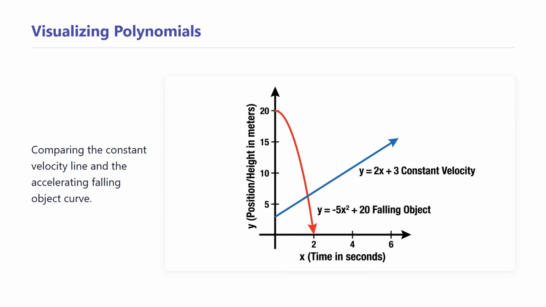Now look at the red curve. It starts high at 20 and bends downwards, getting steeper until it hits 0 at 2 seconds. This parabola represents our falling object. Linear functions show us constant rates using straight lines, while quadratic functions reveal changing rates, like acceleration, through curves.